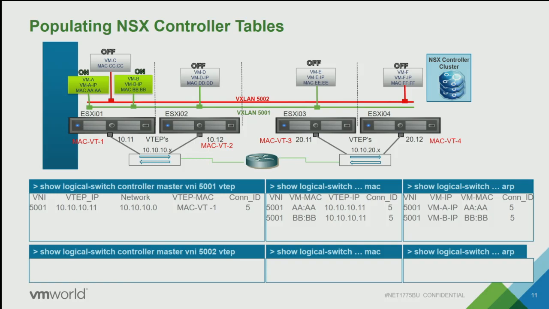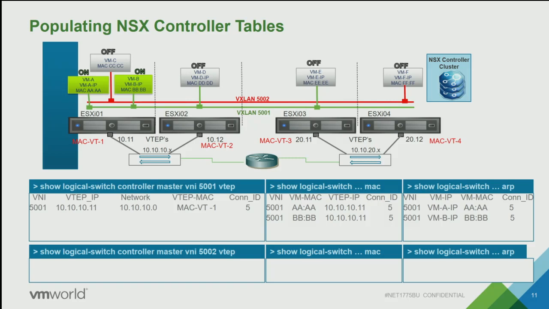Again, it's on the 5001 logical switch. We see the same connection ID. We see the VM's MAC address, BB in this case. And we see the VTEP that it's on, 10.10.10.11. So I know, if I want to talk to the BB VM, I go to that VTEP.